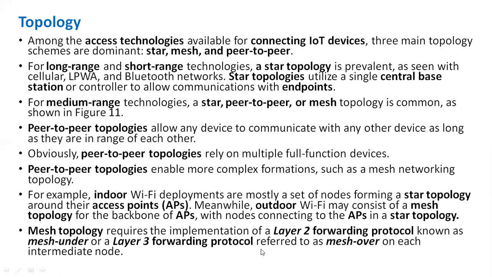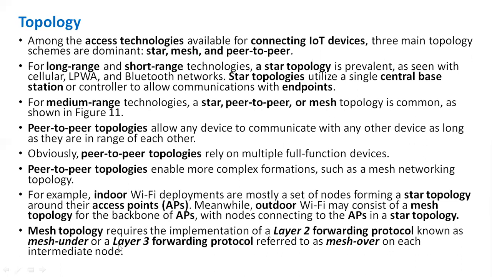Okay, so mesh topology requires implementation of layer 2 or level 2 forwarding protocol. There are protocol categories, layer 1, layer 2, layer 3, layer 4, like this. To implement this mesh topology, we particularly want a layer 2 forwarding protocol. And usually this layer 2 forwarding protocol is called the mesh under protocol. Remember, these are all technical words. These types of words we will be expecting in your answers when we evaluate your papers.